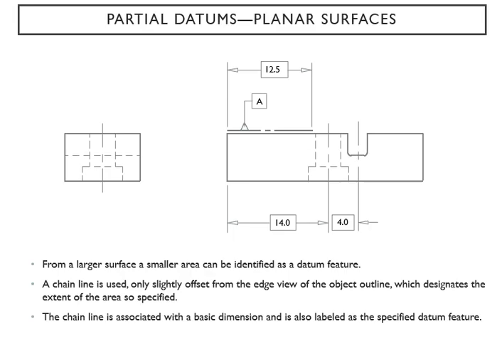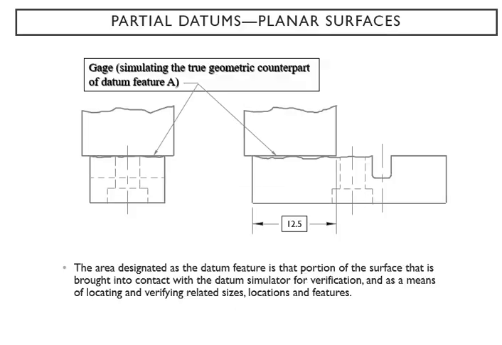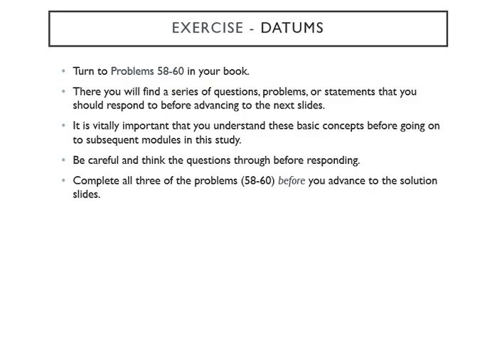Of course, these are just measurements that we use from here to there, and then from there to there. And I'm going to use a gauge and try to establish that plane. That's what we're doing right here: using a gauge to establish this plane, exaggerated in the diagram. So you will use that datum simulator, which is your gauge, to verify this plane, and use it to locate and verify the related size and location of the features.